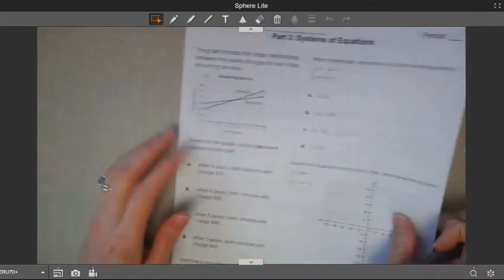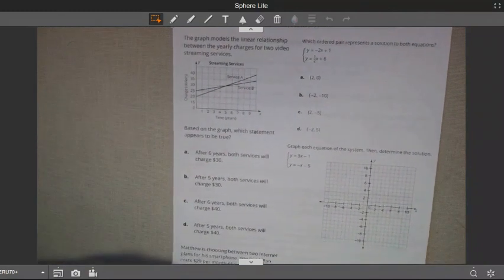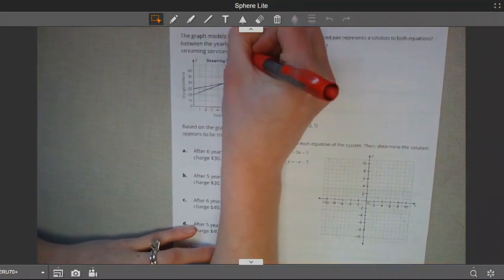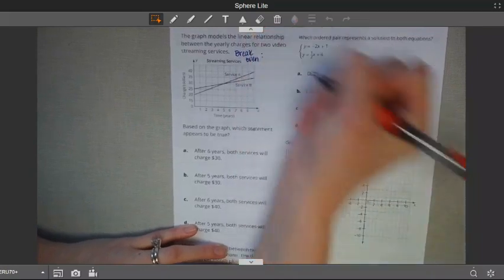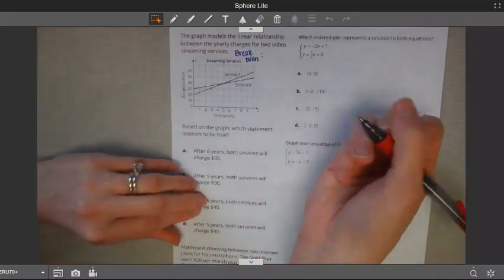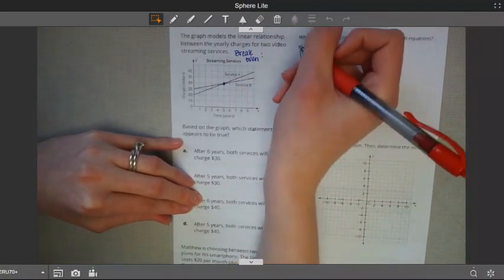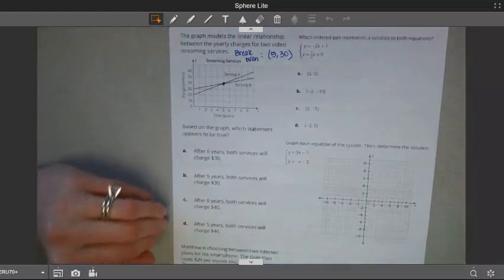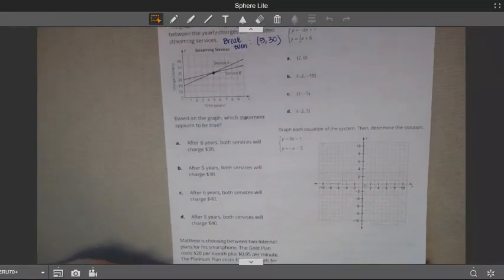Equations. So number one says the graph models the linear relationship between yearly changes for two video streaming services. First things first, I want to find the break-even point. The break-even point, or the solution to the system, is where they intersect. So here they intersect. I can see it. They intersect at 5 years, $30. Okay. Based on the graph, which statement is true?